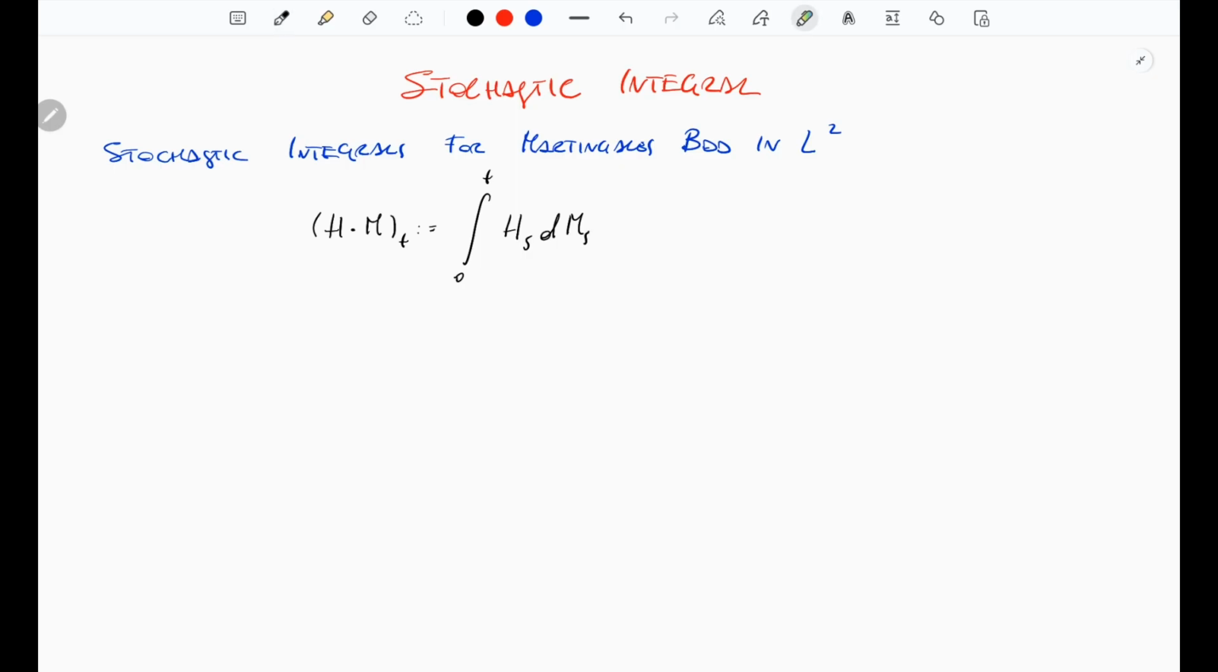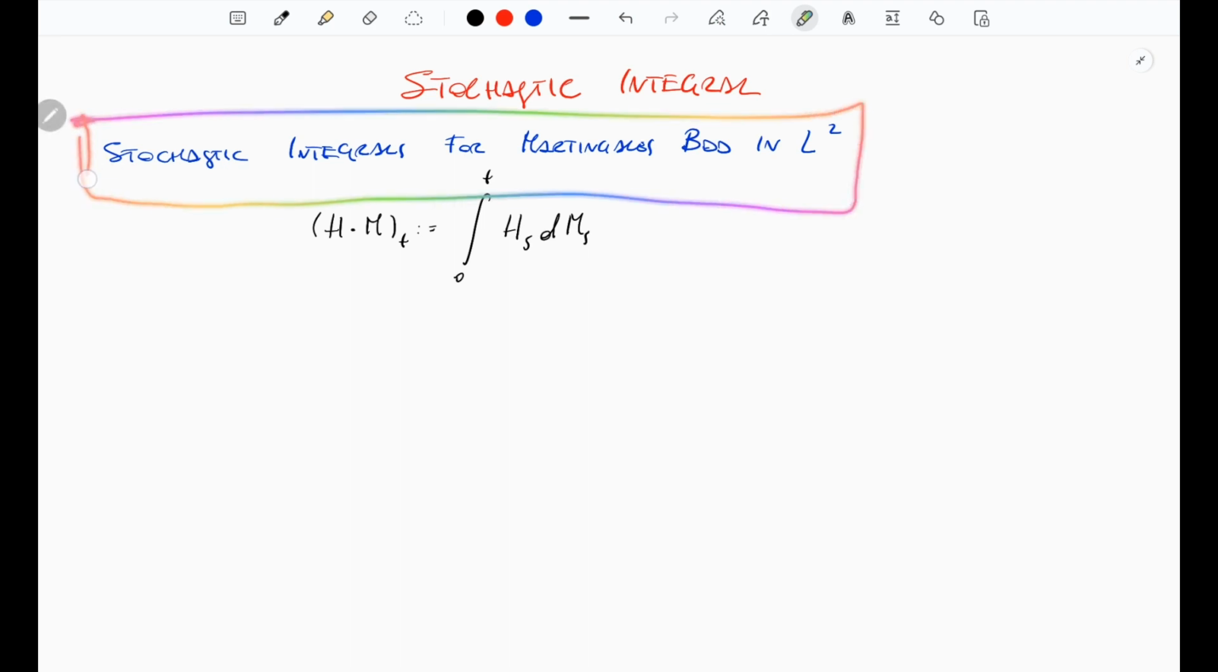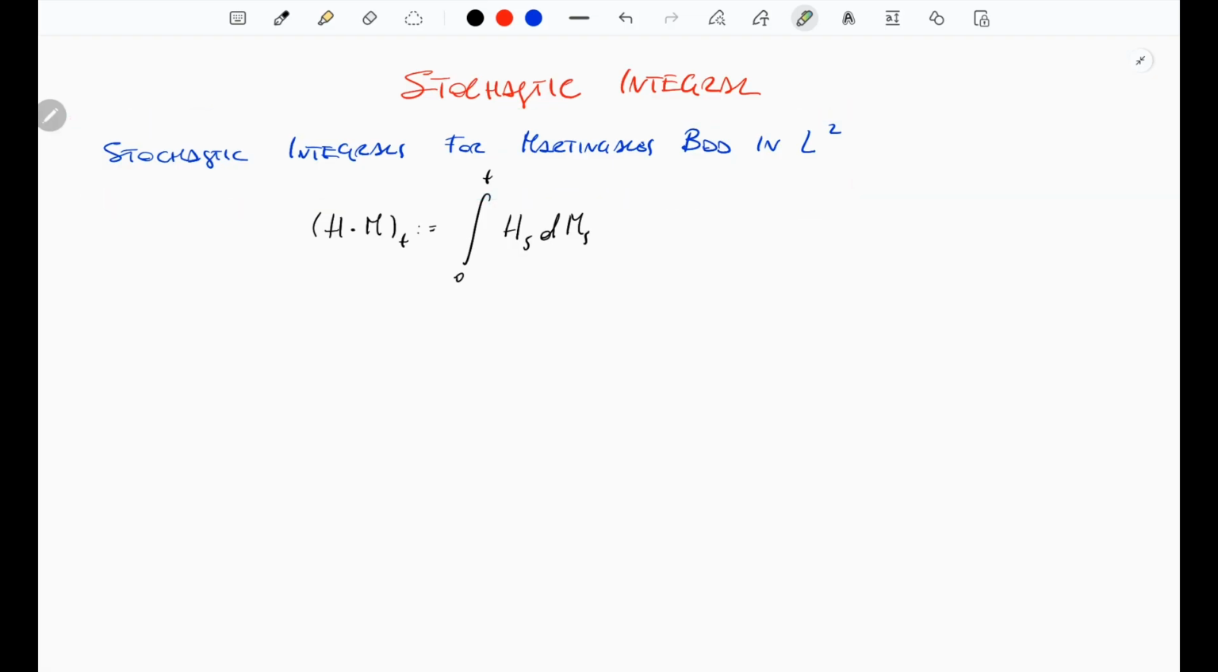So what we're going to be taking a look at today is stochastic integrals. The definition, the way I've seen it, and my professor refers to a book which I've forgotten, but it's a great book. It's not a definition, it's seen as a theorem. So we're going to be proving some propositions for martingales bounded in L2.